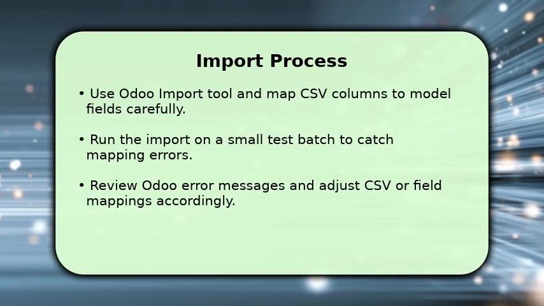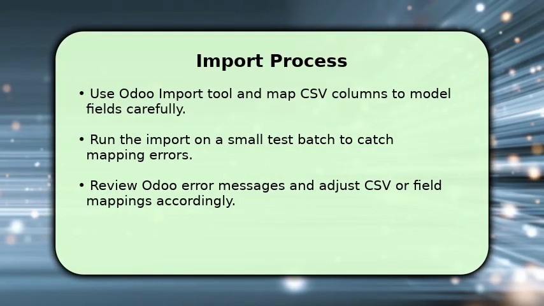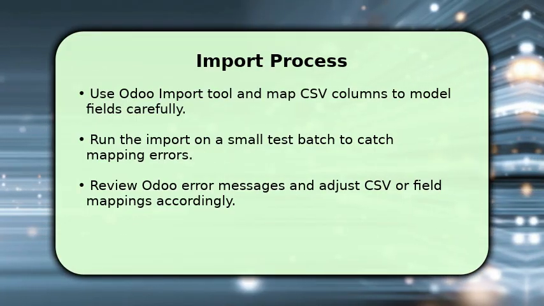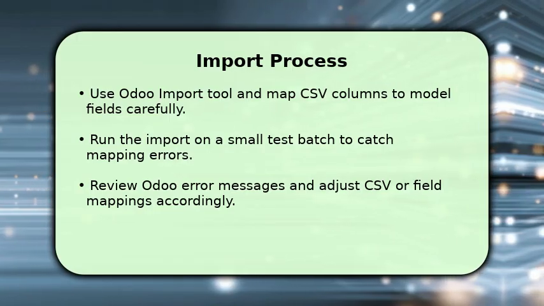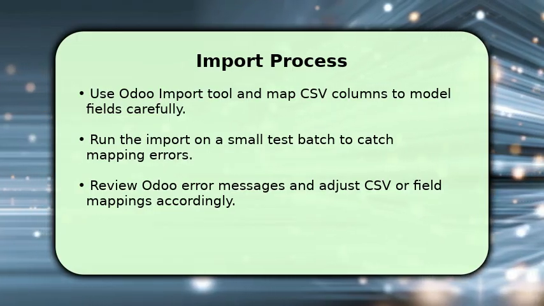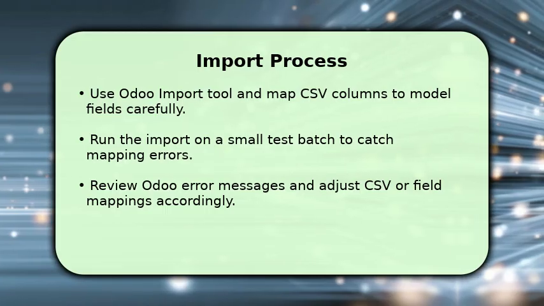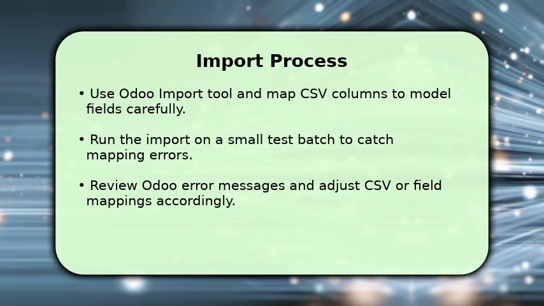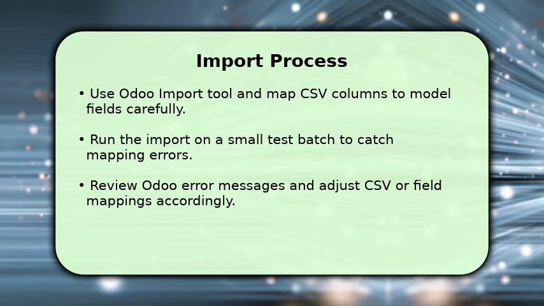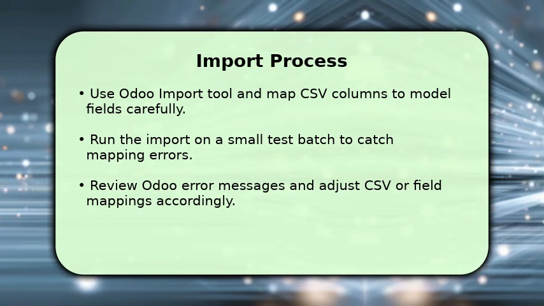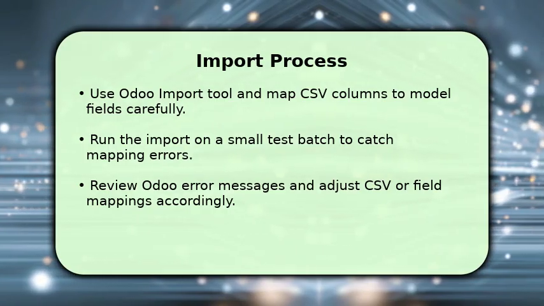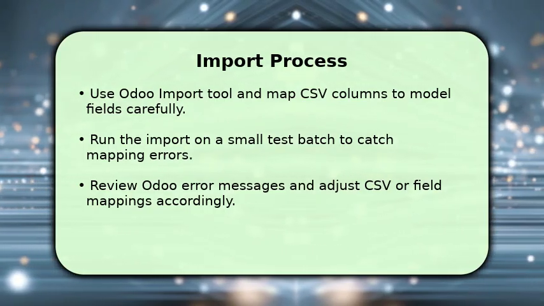Open Odoo's import tool, choose your model, and upload the CSV file, then map columns to fields and use external ID for relations. Start with a small test import and carefully read any error messages to pinpoint wrong headers or invalid values. Fix issues in the CSV or adjust mappings, re-upload, and when the test succeeds, run the full import during off hours and monitor logs to ensure all records are created or updated as expected.